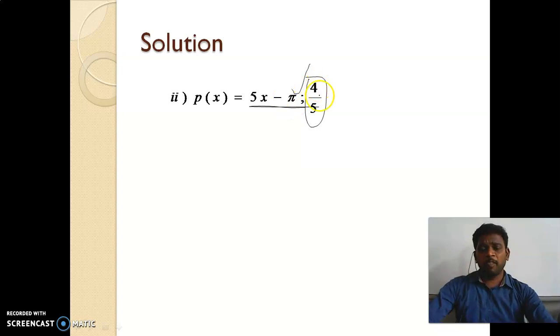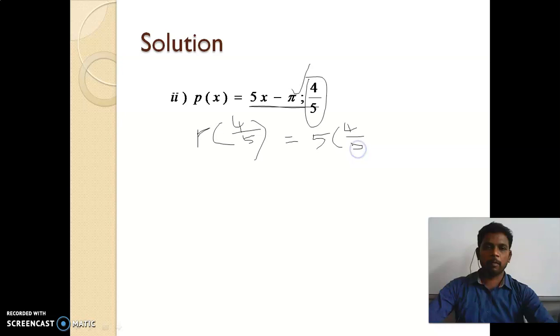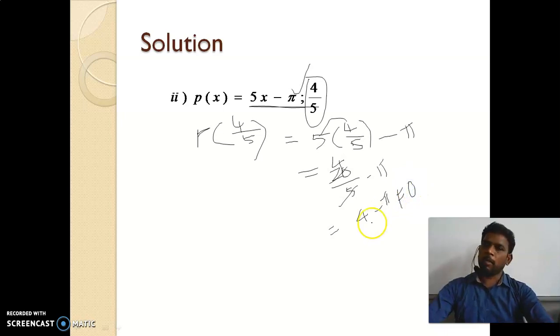Now we are going to check whether 4 by 5 is the 0 of this polynomial or not. So p of, instead of x, put 4 by 5 and write the other numbers, constants, everything as it is. So p of 4 by 5 equal to 5 into 4 by 5, then minus this pi value. Now simplify this. 5 fours are 20 divided by 5, then minus pi. If you cancel this, here 1 time, here 4 times. So 4 fives are 20. So the answer is 4 minus pi. So it is also a non-zero value, not equal to 0. Therefore, what is the conclusion here? So 4 by 5 is not the 0 of p of x, right?